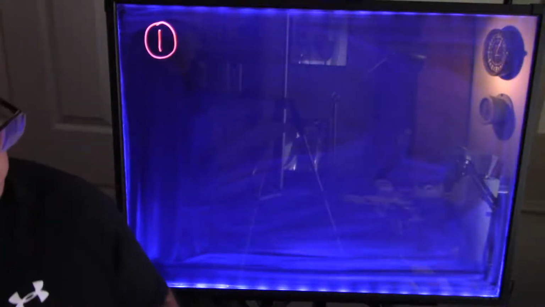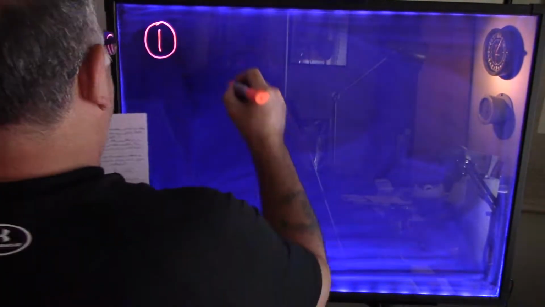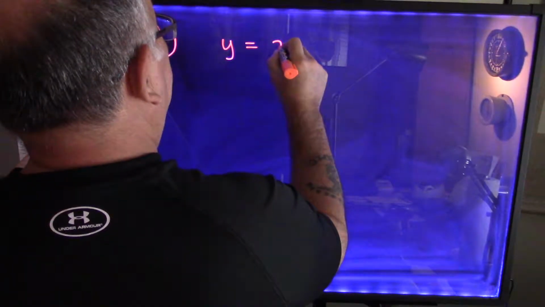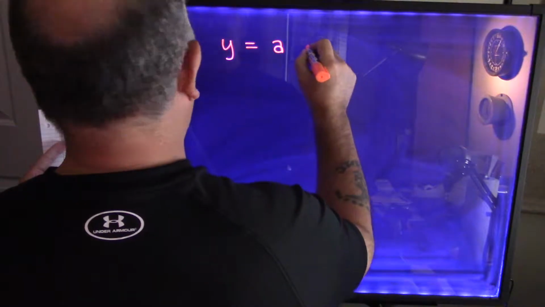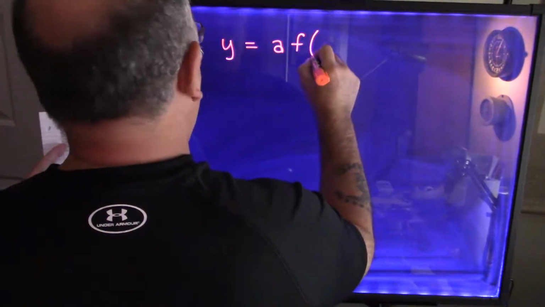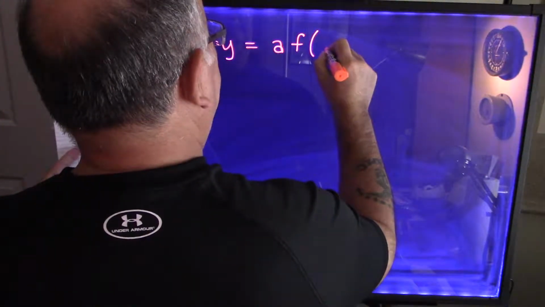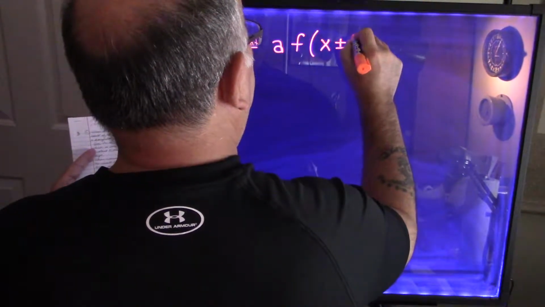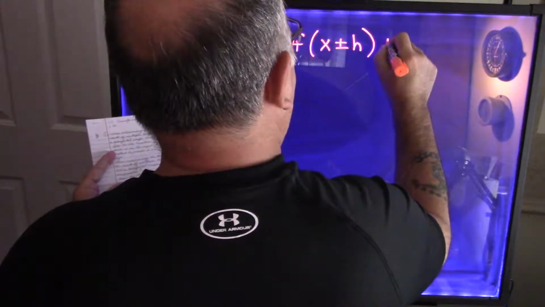Number 1. When examining the formula of a function that is the result of multiple transformations, how can you tell a horizontal shift from a vertical shift? So typically they're written in this form: y equals some constant a times the function f of x plus or minus h, plus or minus k.